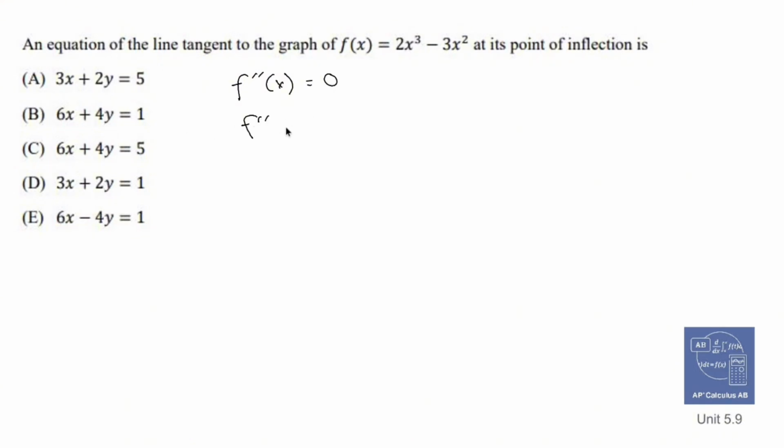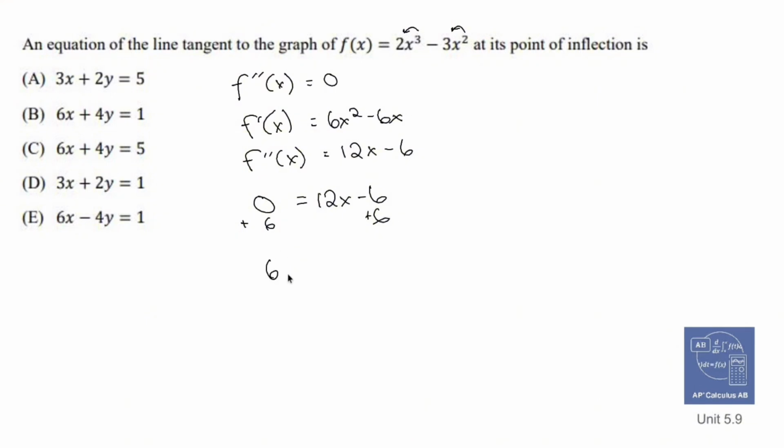First, we have to find f single prime. F prime of x is going to equal, drop down the 3, 6x squared, drop down the 2, minus 6x. F double prime is the derivative of that, which is 12x minus 6. Set it equal to 0: 0 equals 12x minus 6. Add 6 to both sides, 6 equals 12x. Divide by 12, and the point of inflection occurs at x equals 1/2.